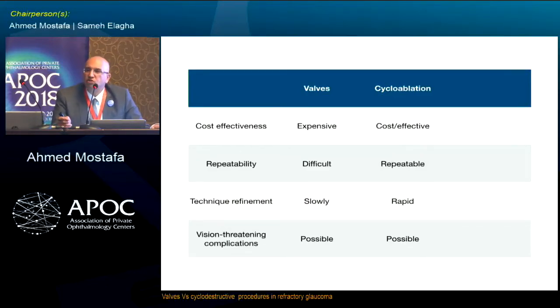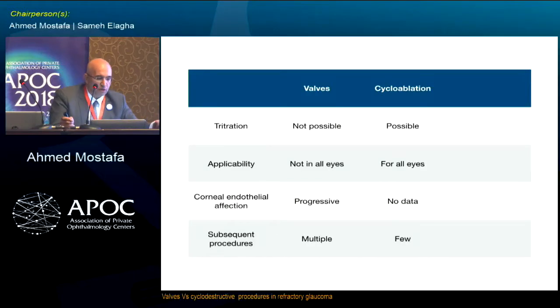And then what about the vision-threatening complications? With the valves, we get vision-threatening complications. We get endophthalmitis, we get corneal decompensation, we get everything we can get with the valve. And with the cyclodestructive procedures, yes, we can have hypotony. So we are dealing with risky eyes. We need to understand there are some compromises we can go through.